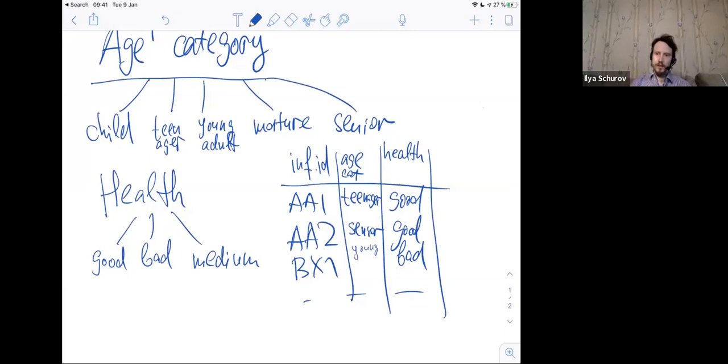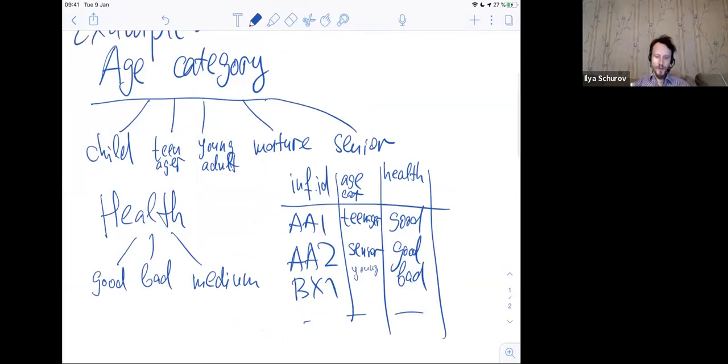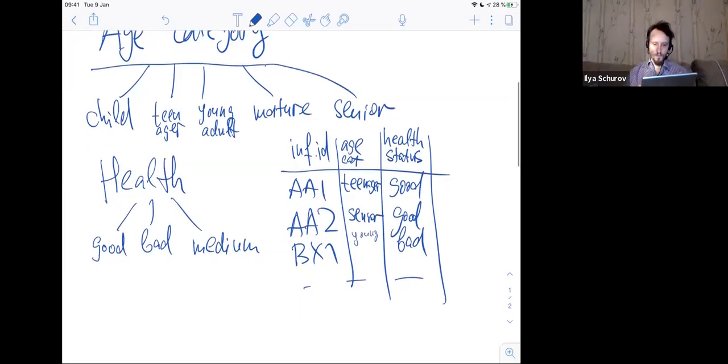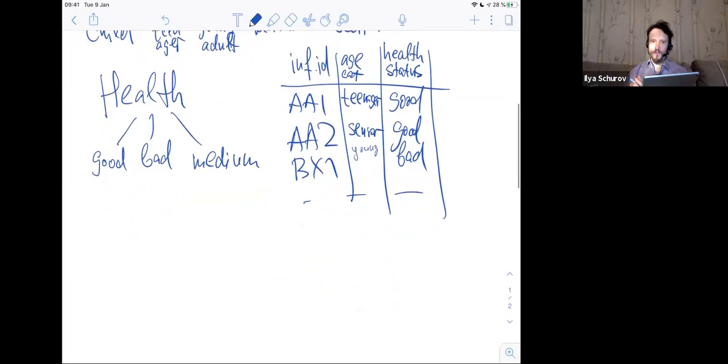We have this data, as on the screen. For each informant, we have age and health status, and we want to visualize this data in some way. How can we do it? Can you suggest the first step? What can we do with this table? Just to understand the relationship between these two categorical variables. Are there any ideas?